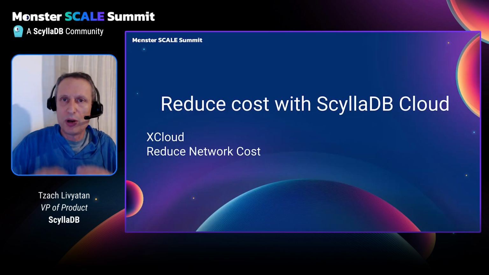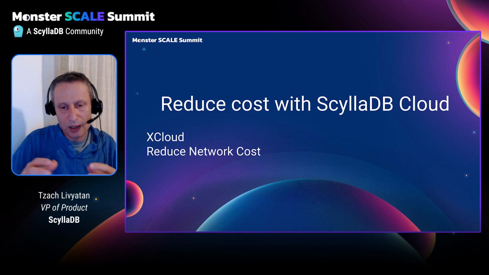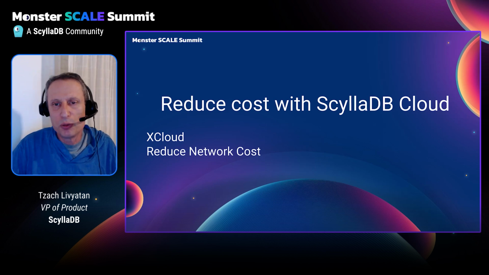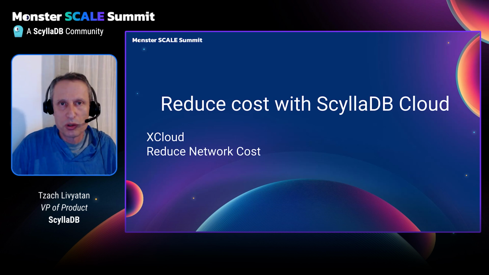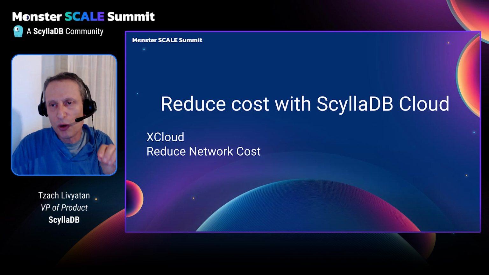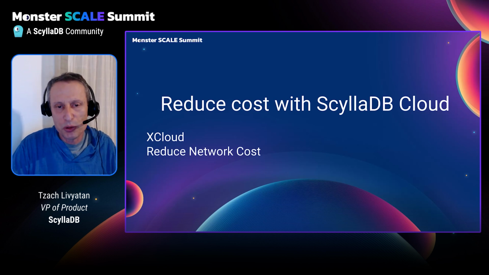So we covered up to this point how the core Scylla database can help you reduce cost, mostly by high throughput. And I also hinted at quick scaling. Now I'm moving to the second part of the session, Scylla Cloud, and how we use tablets and other features to reduce cost in the cloud. This part will include 2 mini sections. One is about what we call xCloud, and one is how to reduce network cost. So let's start with xCloud.